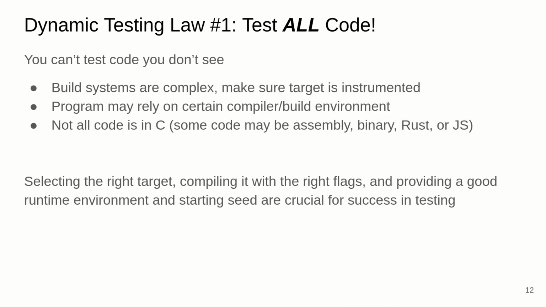First, you need to test all the code, and you cannot test code that you don't see. Similar to static analysis, build systems are complex, and we need to make sure that the target is actually instrumented with our oracles, with our coverage instrumentation, and whatnot. The program may rely on a certain compiler, build environment, and whatnot. And not all code is in C, right? So some code can be written in inline assembly, as a binary blob, in Rust, or even JavaScript, right? So you have to set the right configuration across all these different dimensions.